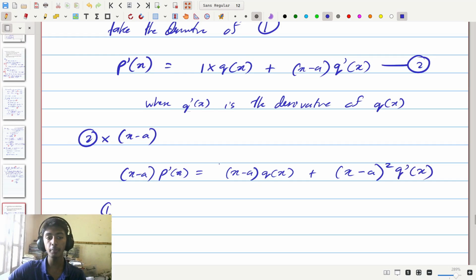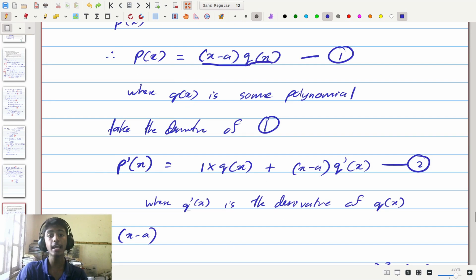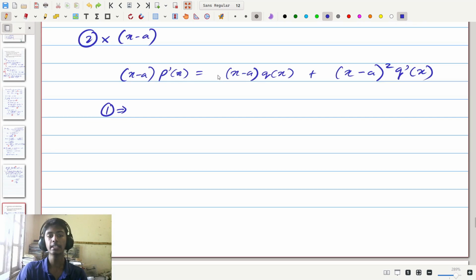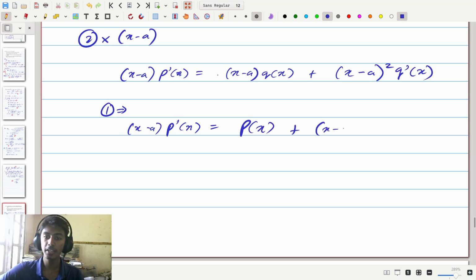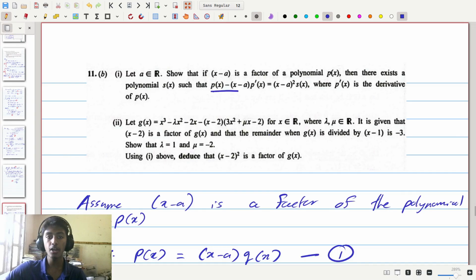Now from this we're going to substitute 1. If we substitute 1, we can see that x minus a times q of x is going to be equal to p of x, since up here x minus a times q of x is p of x. So doing so, we get that x minus a times p prime of x is equal to, this bit right here is going to be replaced by p of x, plus x minus a whole thing squared times q prime of x. So now we have this, but what we want up here is the form p of x minus a times p prime of x.